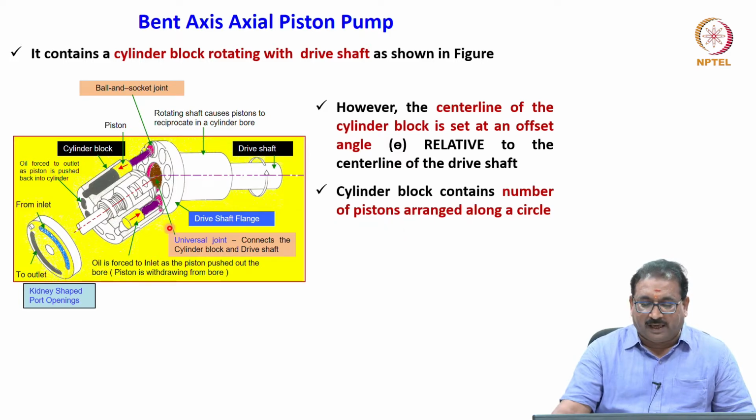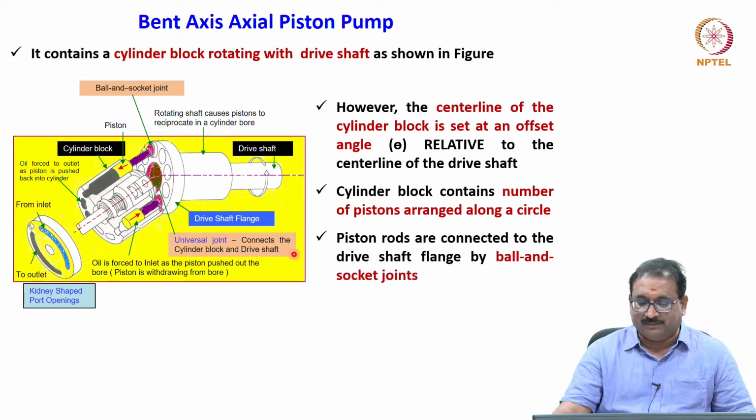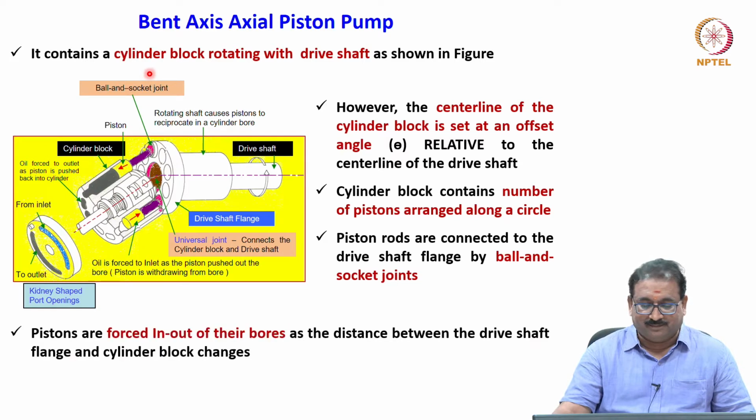The cylinder block contains a number of pistons arranged in a circle. So many pistons are there. Here, marked in yellow, I have shown only two pistons. These are the piston rods. Piston rods are connected to the drive shaft flange. This is the drive shaft flange; by which joint? As I have told you, a ball and socket joint. Pistons are forced in and out. They move in and out because of this inclination when the cylinder block rotates with the drive shaft.